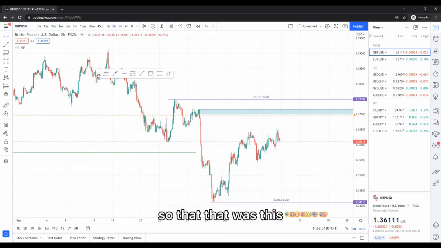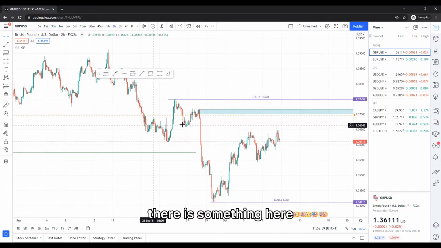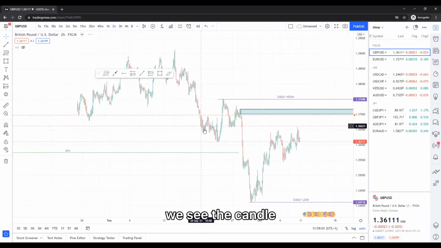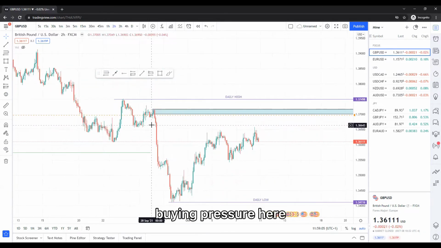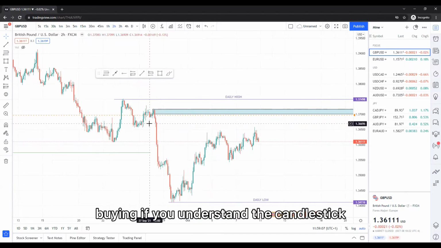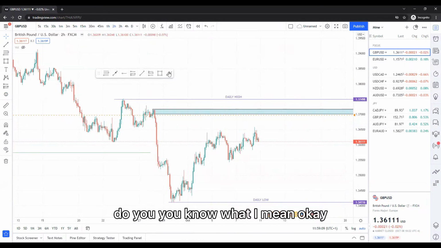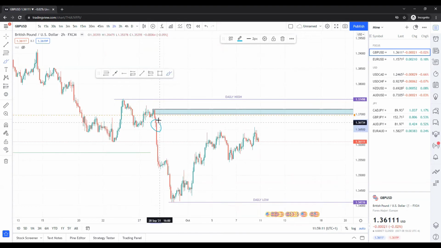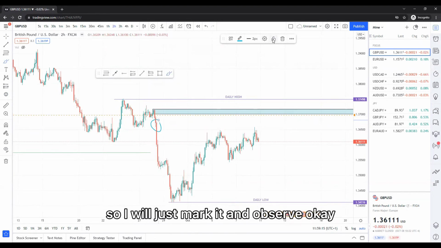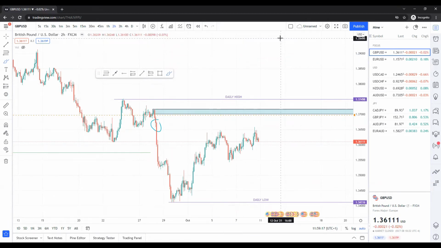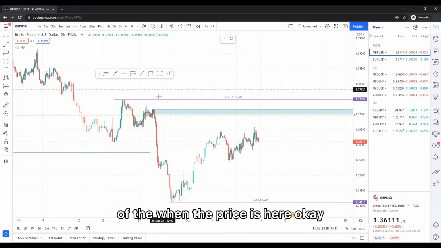So that was this. There is something here. If you see the candle, there is some buying pressure here. If you understand the candlestick, do you know what I mean? There is something here on the lower time frame, price may react, so I will just mark it and observe when the price is here.